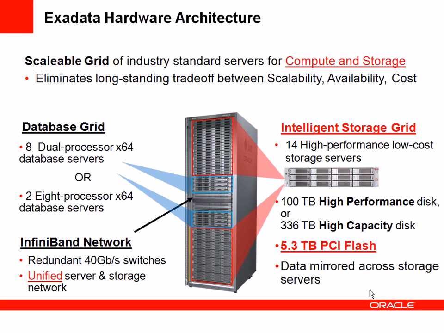By the way, a storage cell can either have high-performance SAS disk for 100 terabytes of raw space or high capacity with 336 terabytes of raw space. Also, very importantly, we use InfiniBand to connect the storage grid to the database grid. This is very high bandwidth, so you're not really going to get any slowdown in the transmission of data from the storage server to the database server. It's all balanced. That's the whole idea here. The balanced configuration means you're not going to run into bottlenecks at any point in the overall data flow.